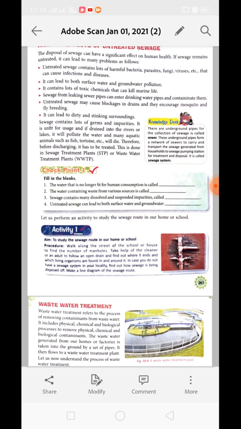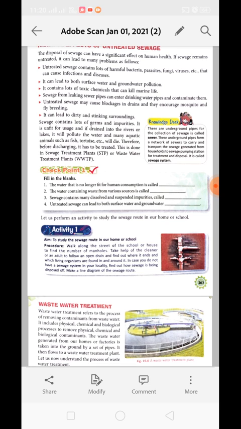If there is untreated sewage which has lots of solid substances as waste material, it can clog the drain. It can block the drain, and if this happens, the water will accumulate there and mosquitoes will grow. If they grow they will bite you and lead to diseases, so it is not good. Next, it can lead to a dirty and stinking surrounding.